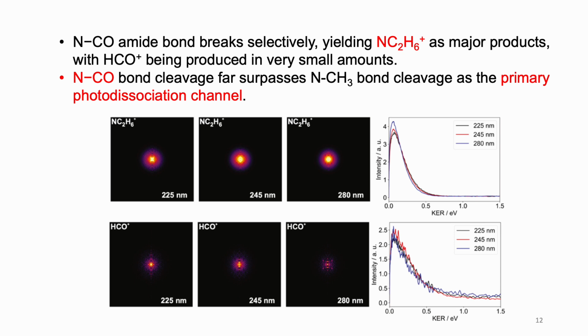Below are the velocity map image plot and kinetic energy distribution for two ionic products. Surprisingly, the kinetic energy distributions of the NC2H6 cation found at the three photodissociation energies are nearly identical. The majority of the excess energy is not released into translational motion of the product, but is instead released into internal excitation of the nascent ions. This part will be explained later.